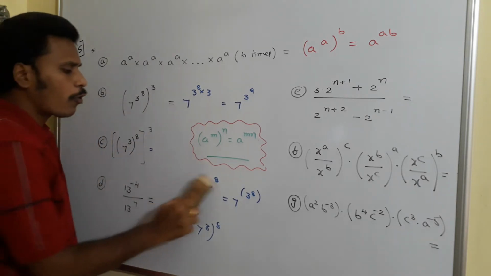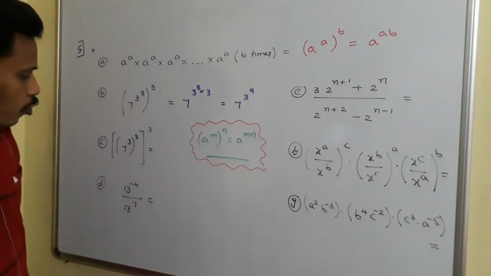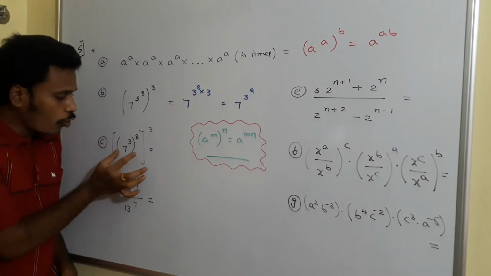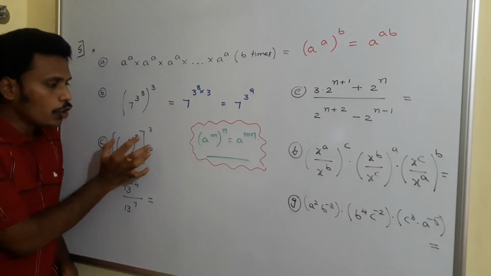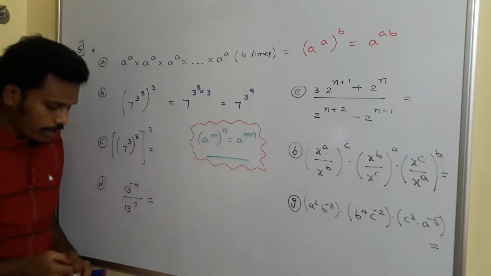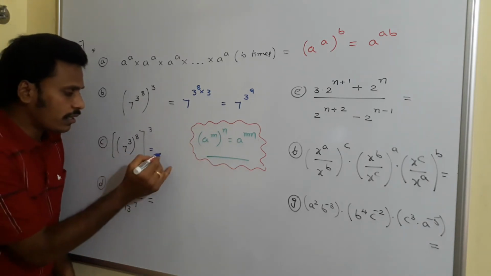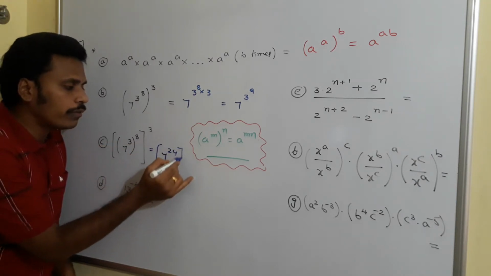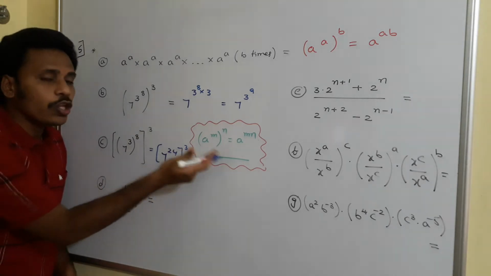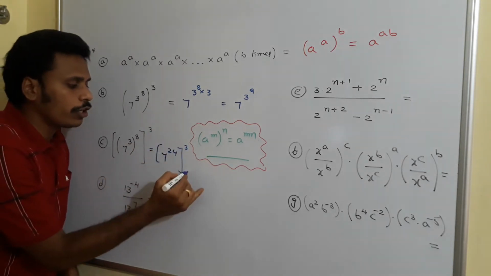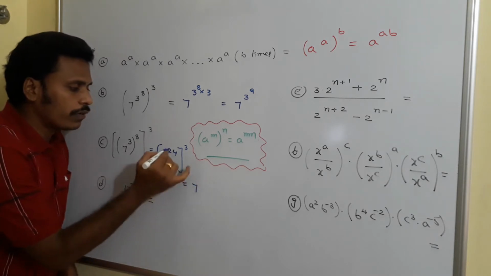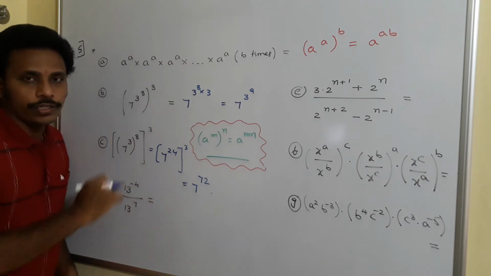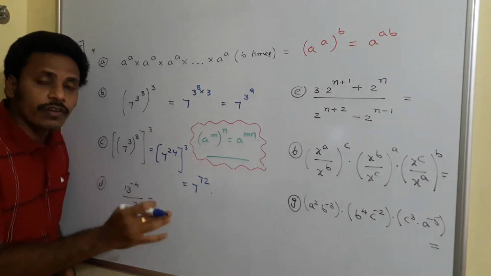We did some problems related to this in the last class also. See here, everywhere bracket is maintained. So for 7 power 3 power 8, first of all use this particular formula. We need to multiply m and n. In that case, the result is 7 power, this 3 into 8 is 24, again whole to the power 3. And then again use the same law. Multiply this 24 into 3 now. This is equal to 7 power 72. So 7 power 72 is the answer, which means multiplication of 7 for 72 times.